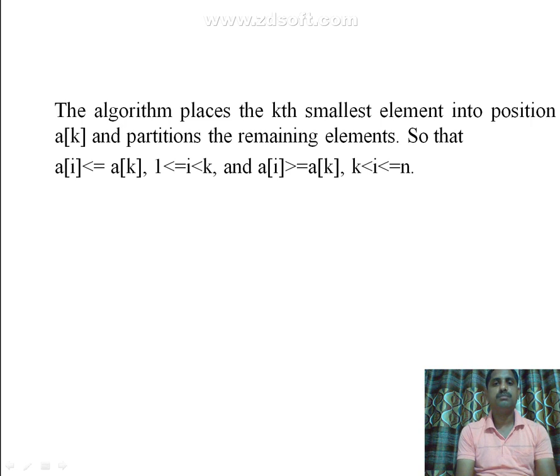The algorithm places the kth smallest element into position e of k and partitions the remaining elements so that e of i is less than or equal to e of k for 1 less than or equal to i less than k, and e of j is greater than or equal to e of k for k less than j less than or equal to n.